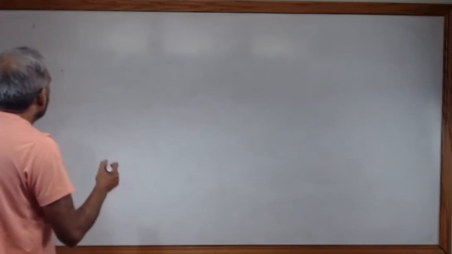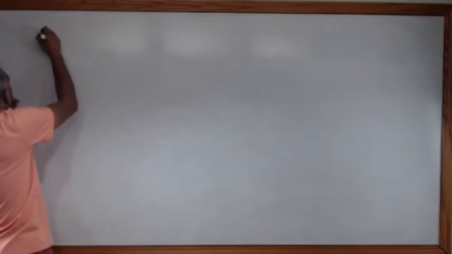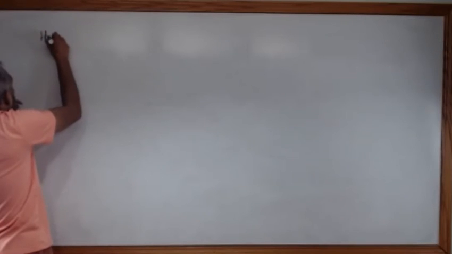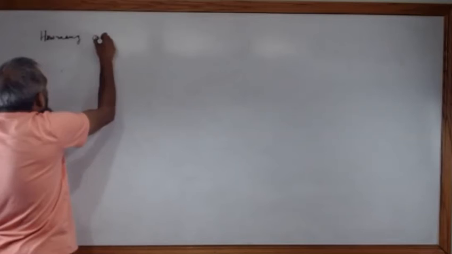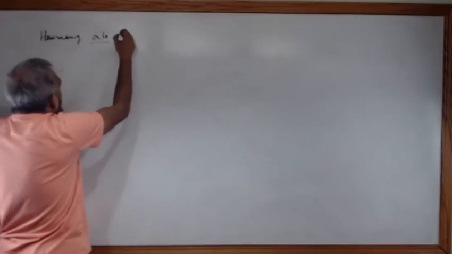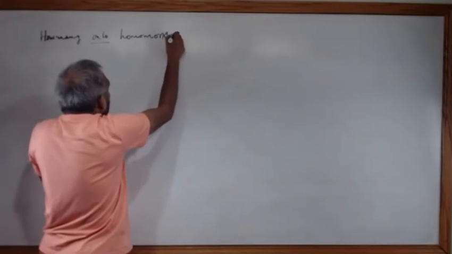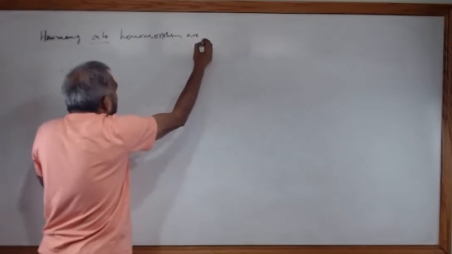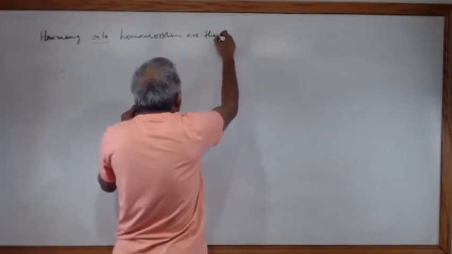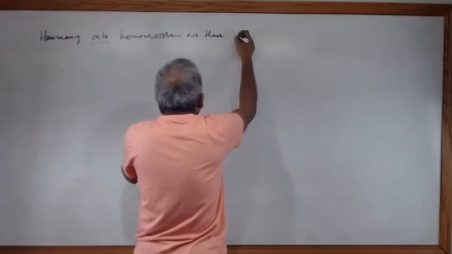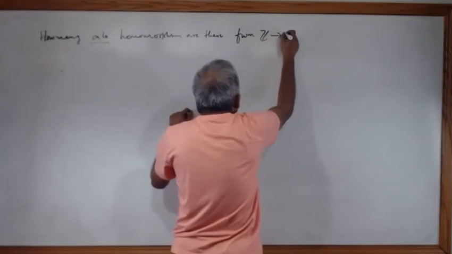Let's do another problem. How many onto homomorphisms are there from Z to Z?